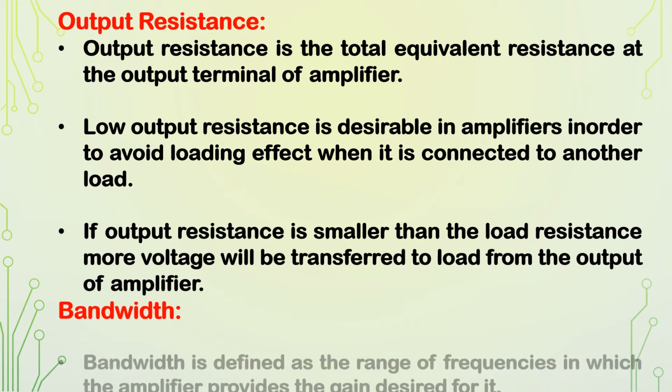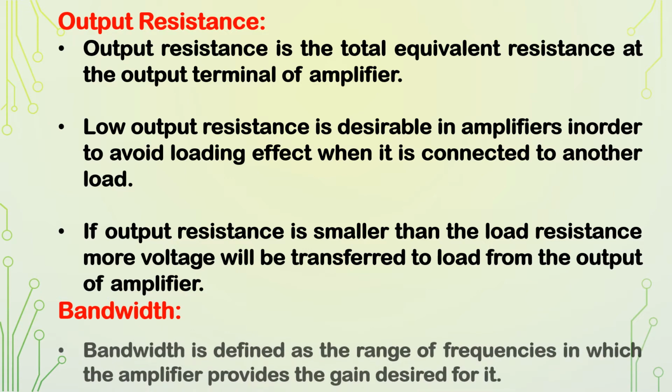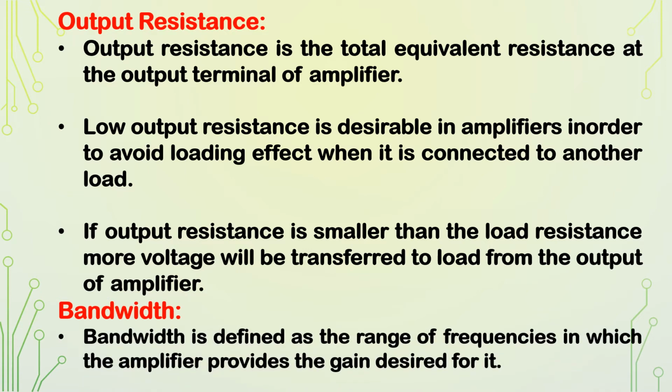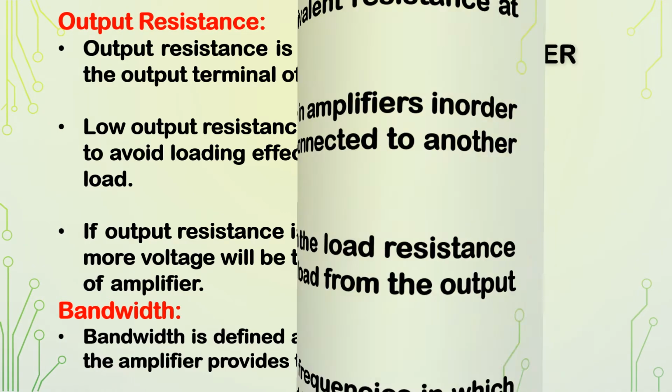And the last characteristic is the bandwidth. That is, the bandwidth is defined as the range of frequencies in which the amplifier provides the gain desired for it, and the amplifier should have high bandwidth. Okay, so the bandwidth should be large enough for an amplifier. So these are the important characteristics of an amplifier.